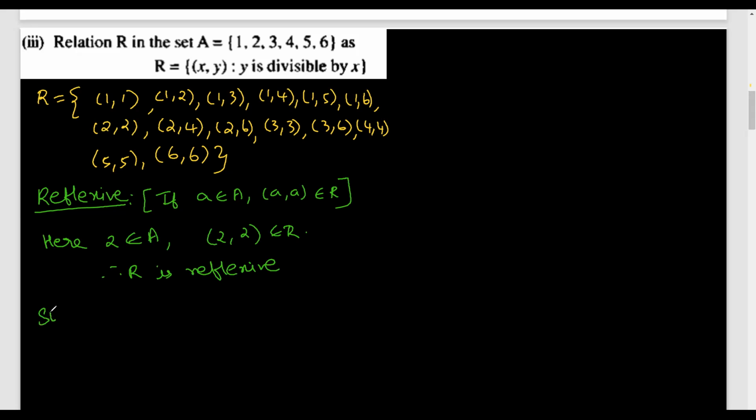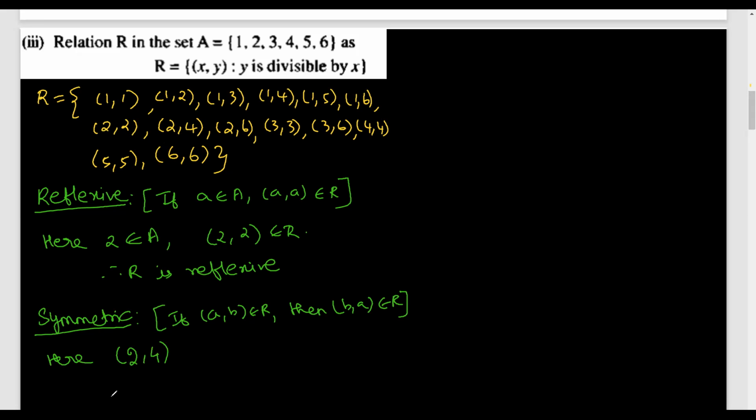Then symmetric: if (a, b) belongs to R, then (b, a) should also belong to R. So we'll take (2,4). Here (2,4), because 4 is divisible by 2, belongs to R. So can we say (4,2) belongs to R? No, because 2 is not divisible by 4. We'll get a fractional decimal, but not an exact divisor. So it does not belong to R. Therefore, R is not symmetric.